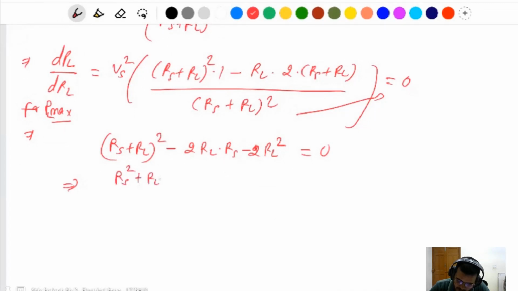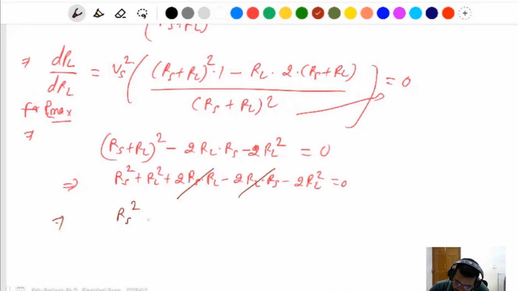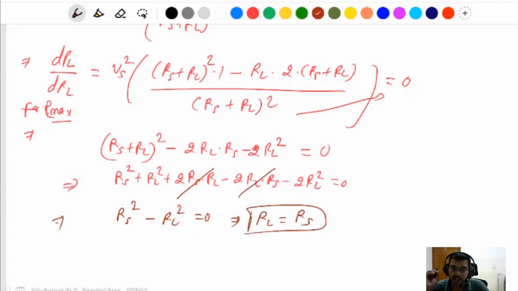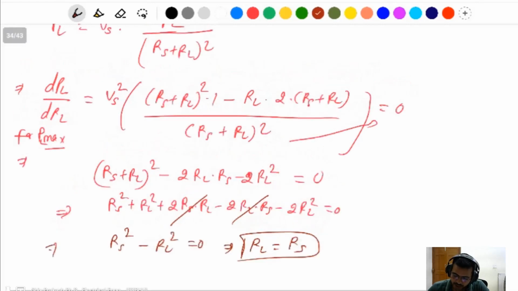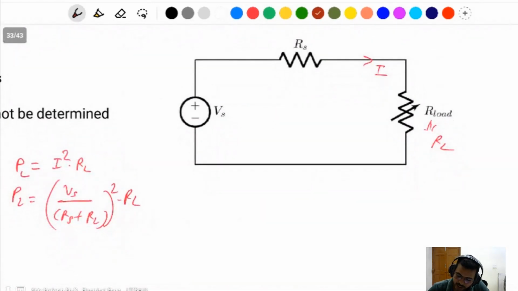Expanding: Rs square plus RL square plus 2 Rs RL minus 2 RL Rs minus 2 RL square is equal to 0. This cancels out, giving Rs square minus RL square equal to 0. That's why RL is equal to Rs. It means to get the maximum power, RL should be equal to Rs.